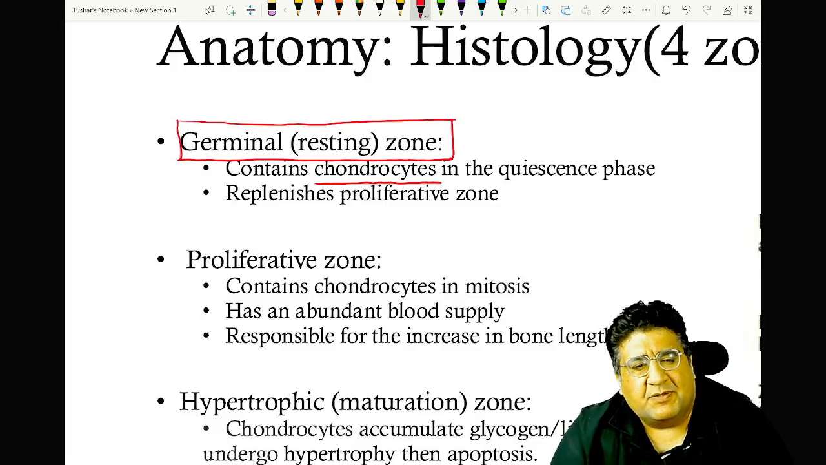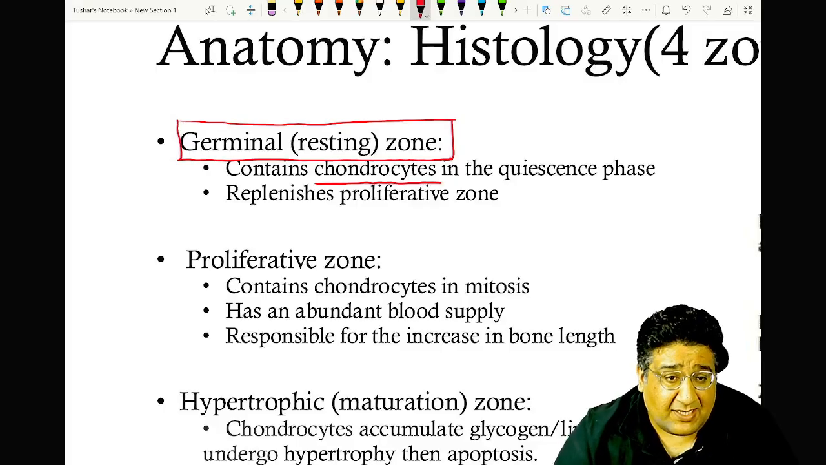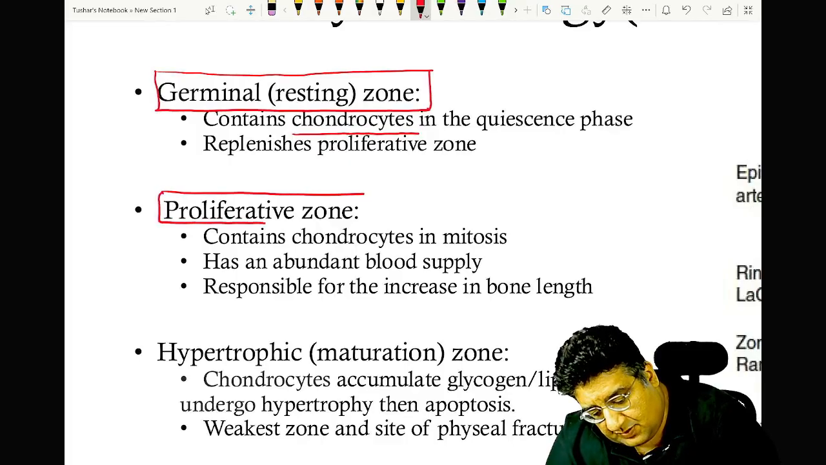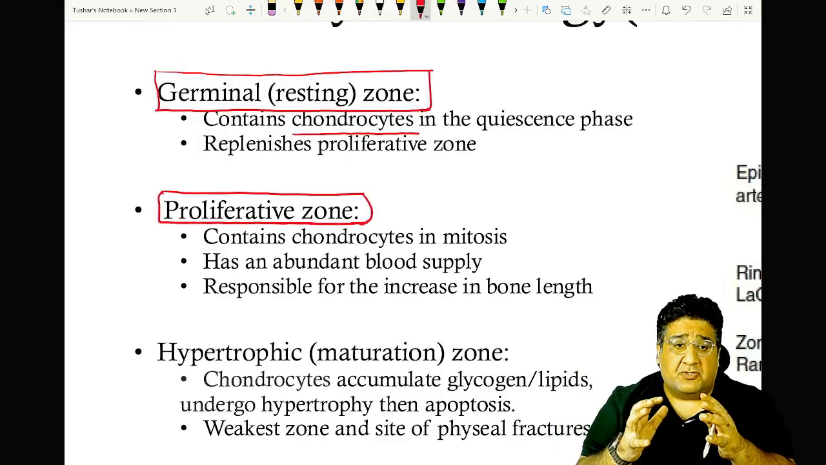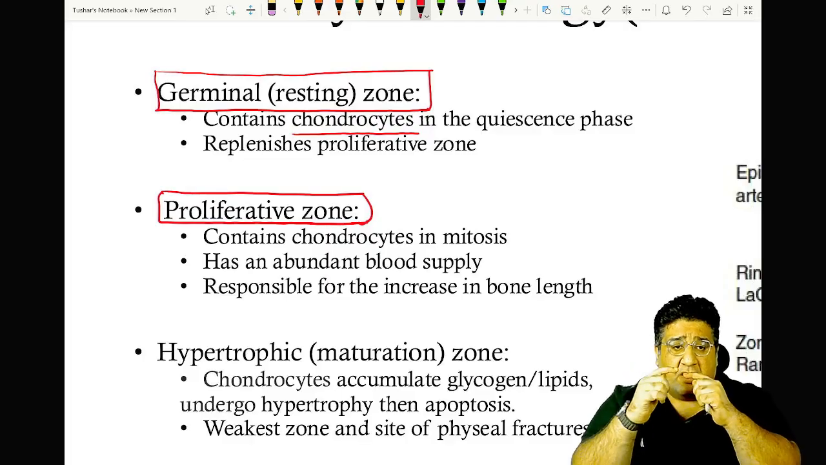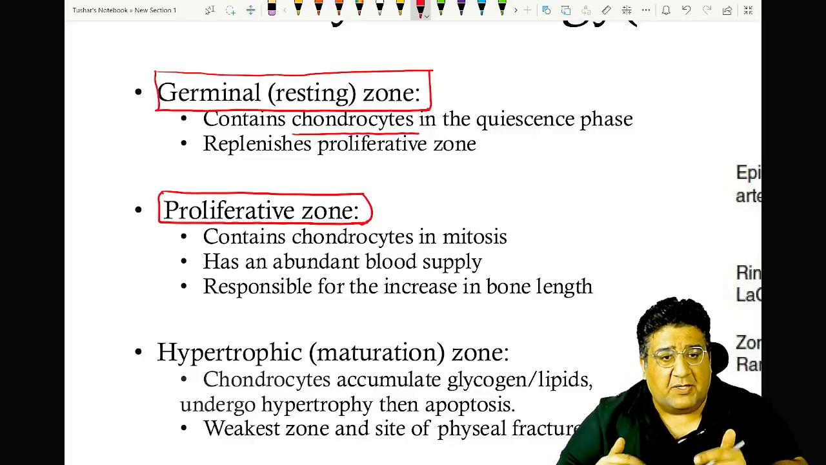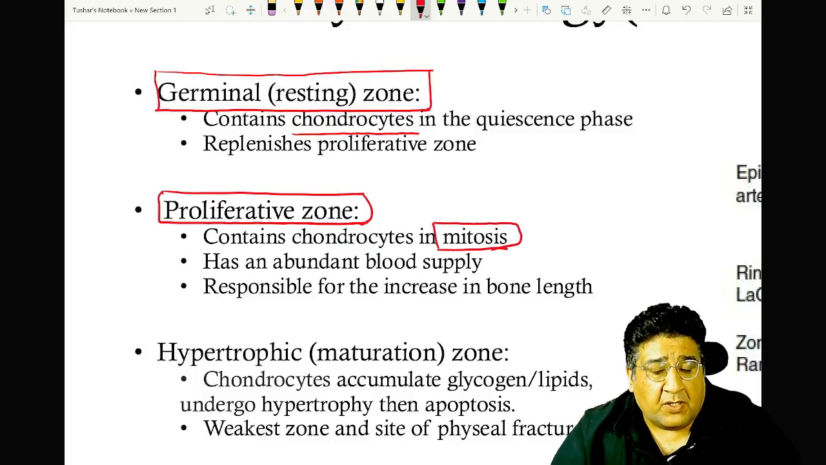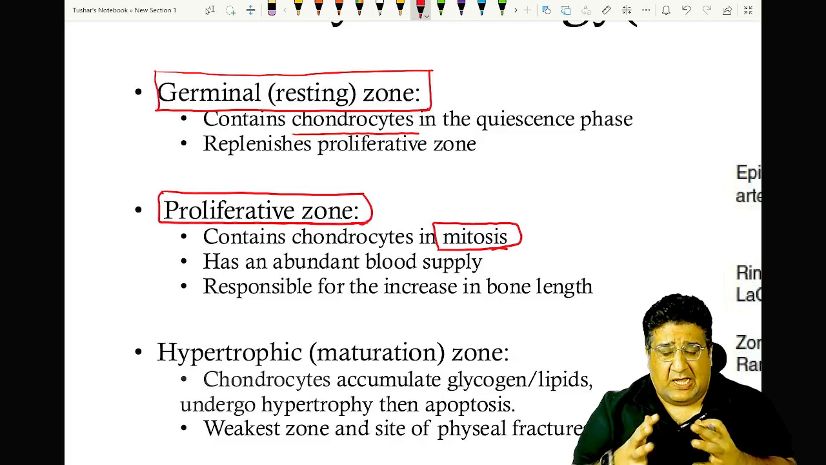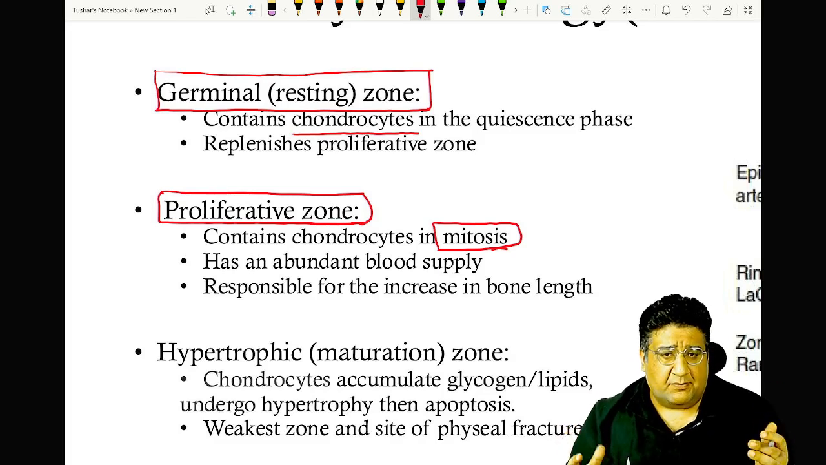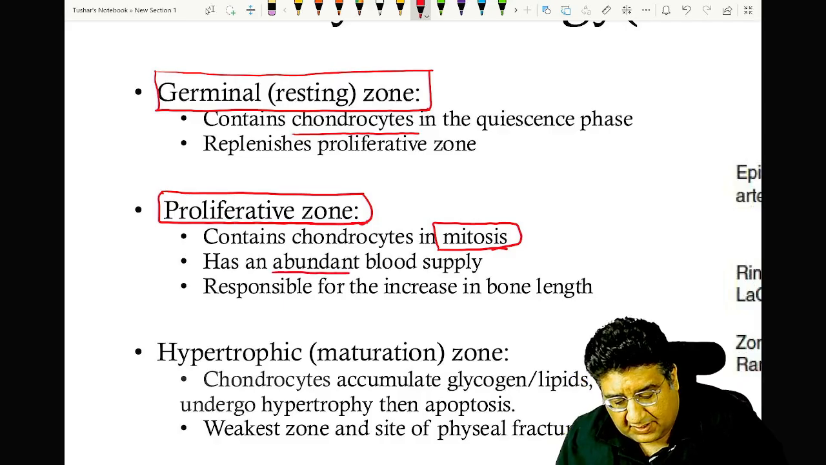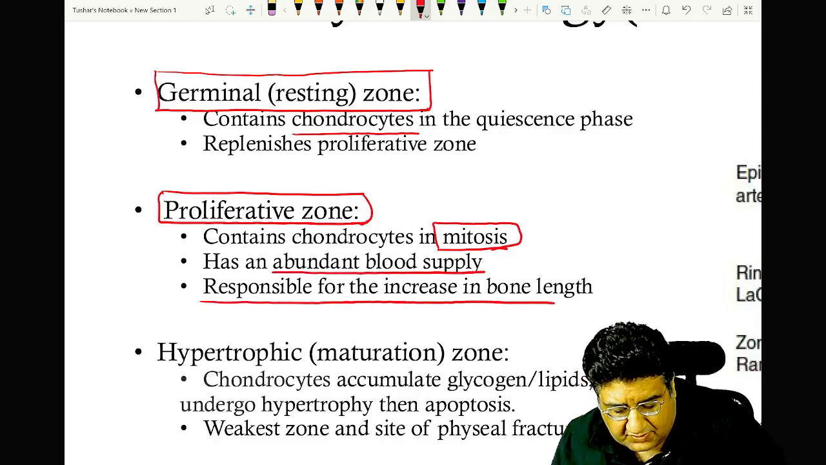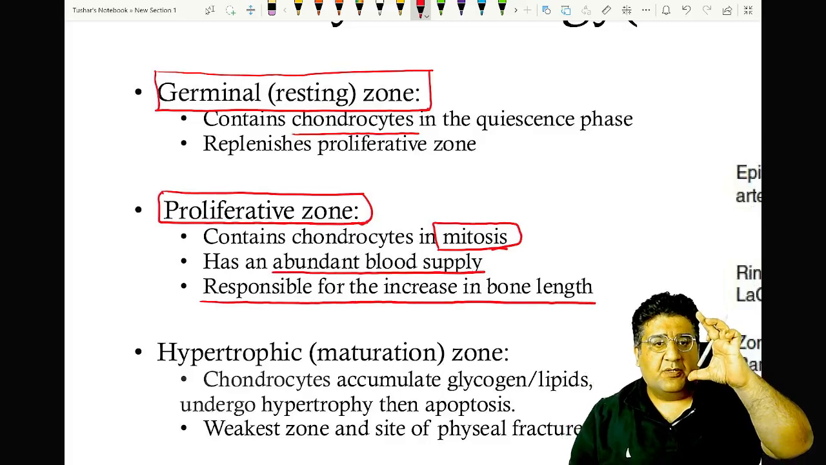They are like, we'll see when the time comes. And then the time comes, and they become what is called the proliferative zone. In the proliferative zone, these chondrocytes which were resting in the previous phase are now multiplying very fast. They have entered into mitosis. To do so much work, to have so many chondrocytic babies, they need an abundant blood supply, and this is a very important layer which is responsible for bone length.